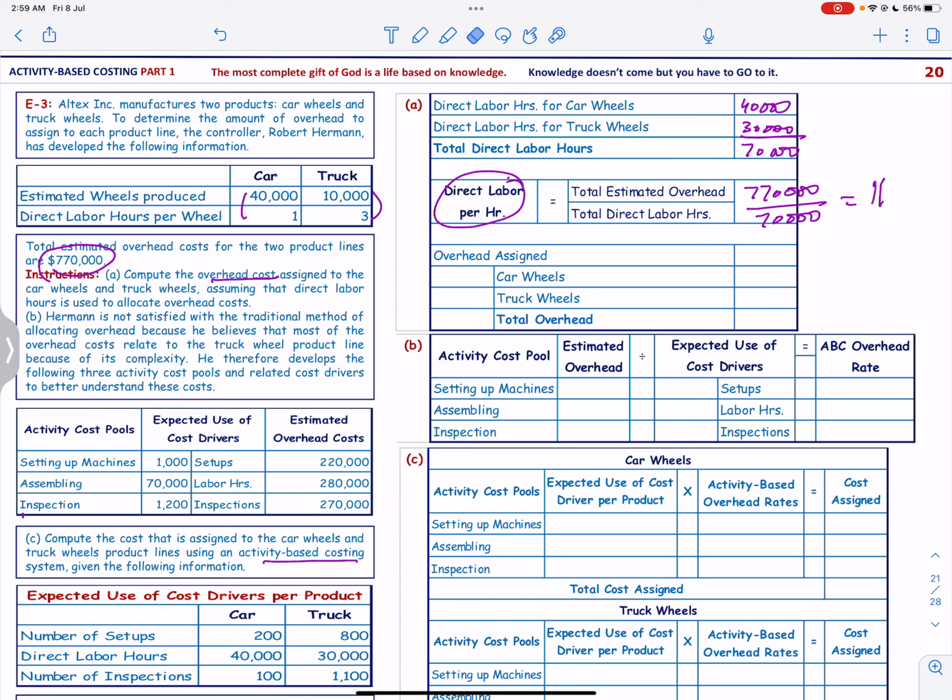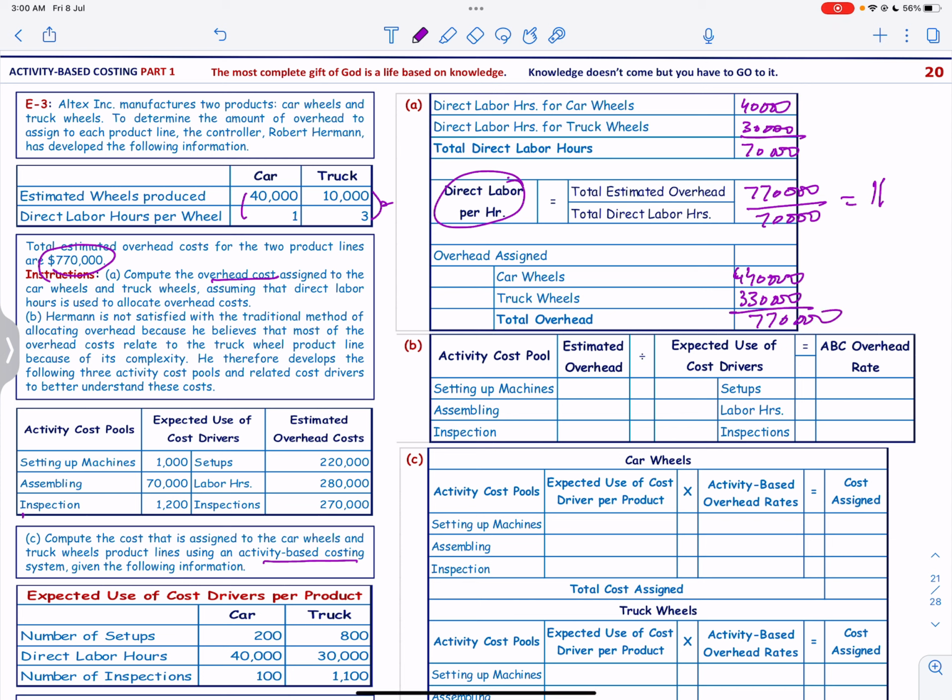Next we move on to overhead assigned to car wheels. So 11 times 40,000 will be 440,000. For truck wheels, it will be 10,000 times 3 times 11, that is 330,000, and the total is equal to 770,000.